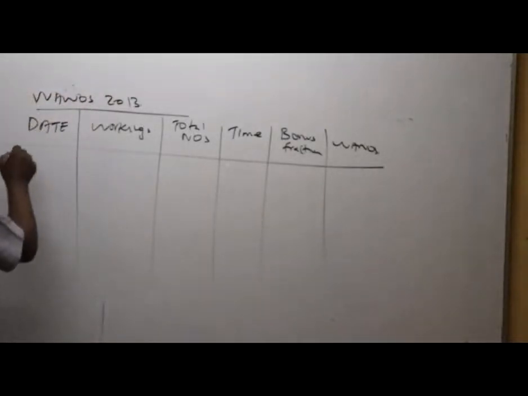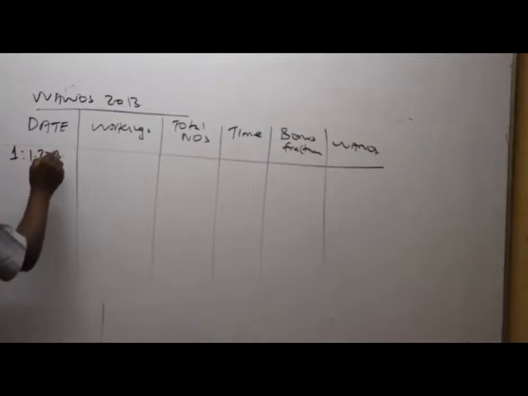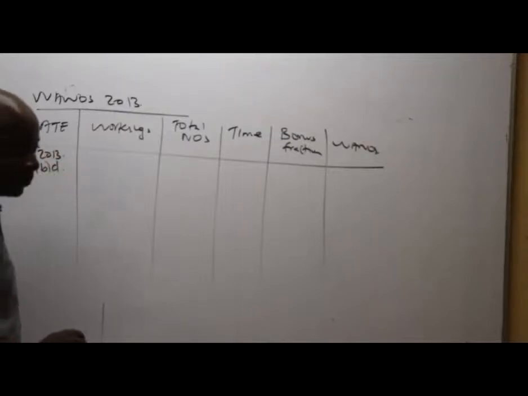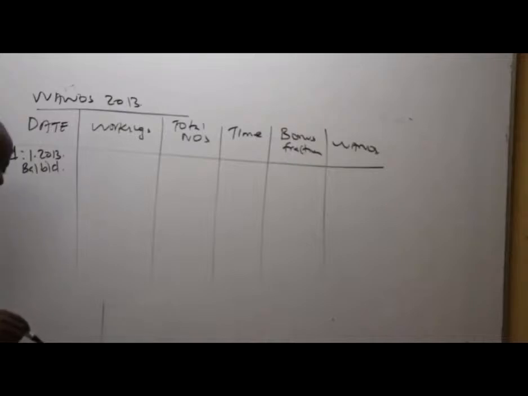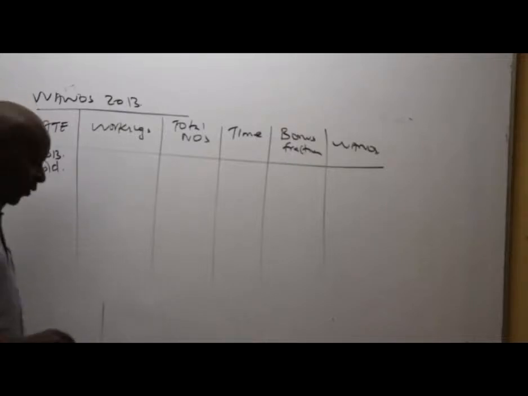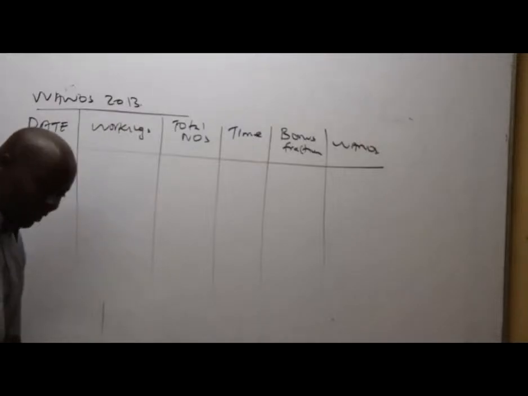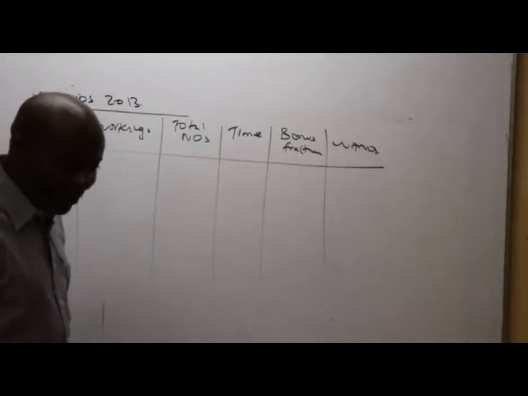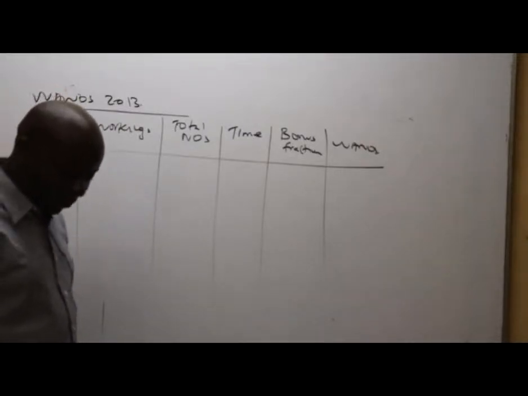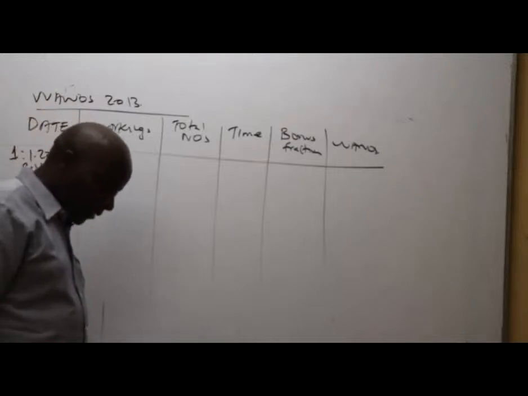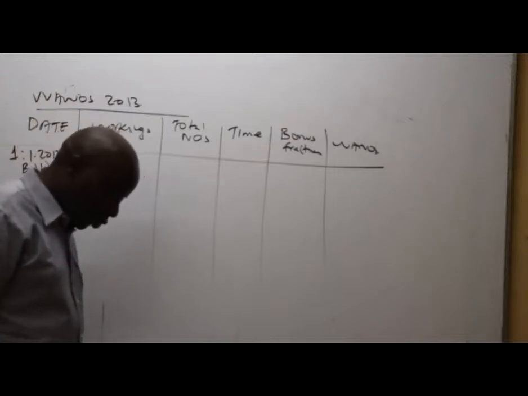Kwa hivyo najua hapa beginning, lazima niseme 1st of January 2013, balance brought down. Ilikuwa shares ngapi in total? Hawataka kuniongelesha. Ilikuwa shares ngapi in total?